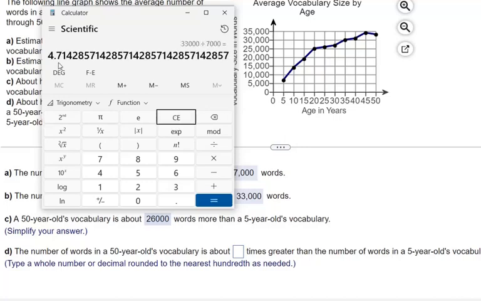That's 4.714 times greater, but they say round to the nearest hundredth, so that's the second decimal place. This one rounds down to 4.71.